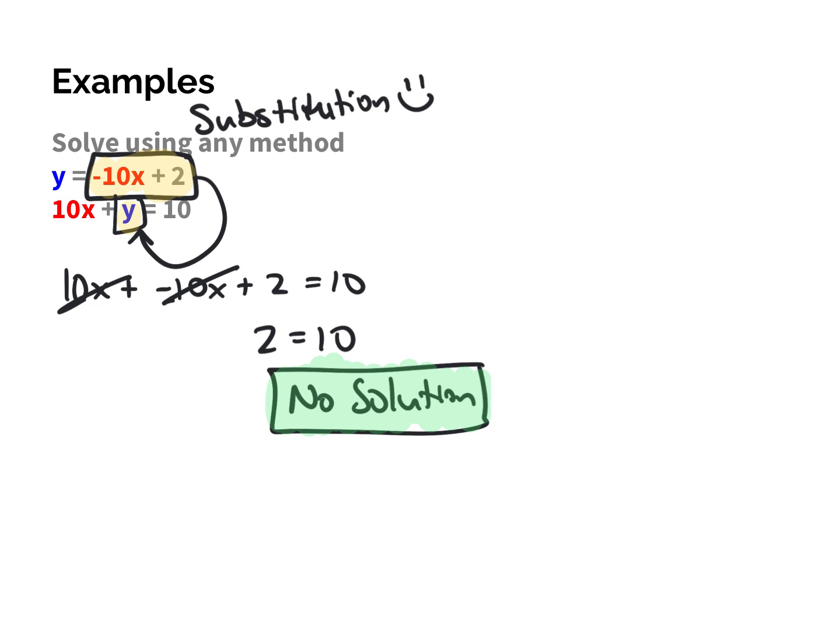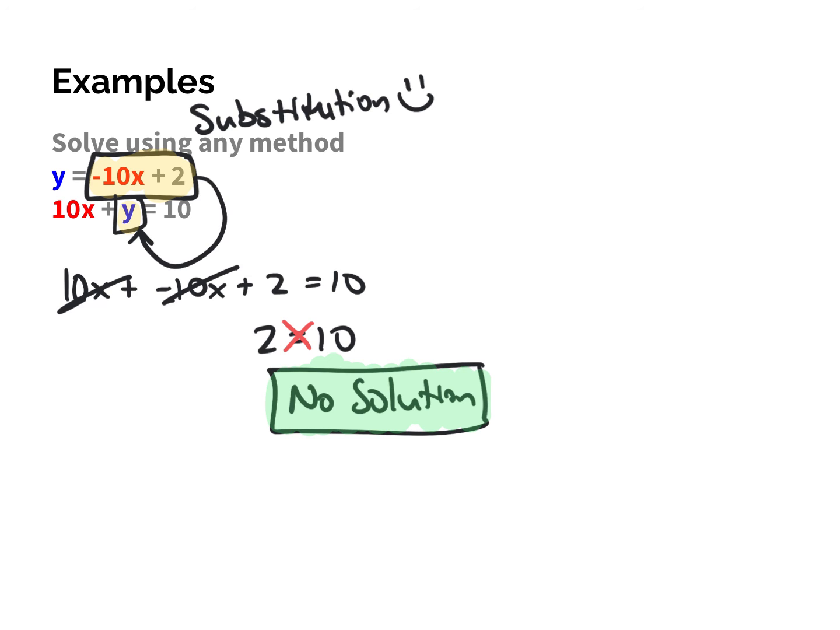Alrighty then, I decided to solve this by substitution. I recognized y equals -10x plus 2, so I saw y equals and thought, that looks like a substitution type problem. I took that -10x plus 2 and substituted it in for y, and I got 10x plus -10x plus 2 equals 10. A lot of 10s there. Looking at 10x and -10x, well, wait a second, those cancel out and leave me with 2 equals 10. Well, 2 equals 10 is not a true statement.